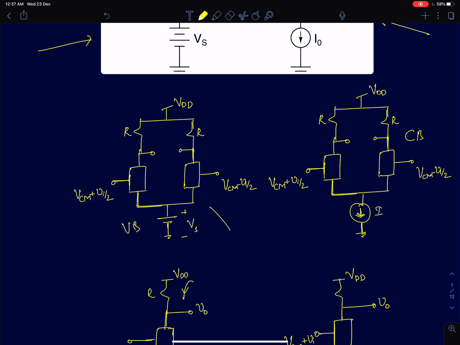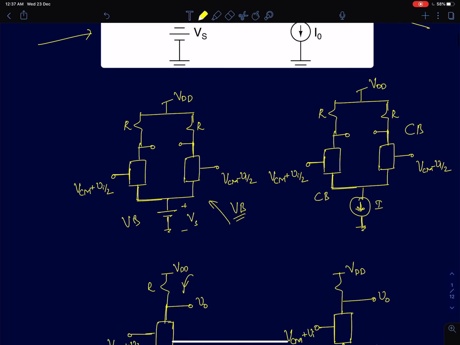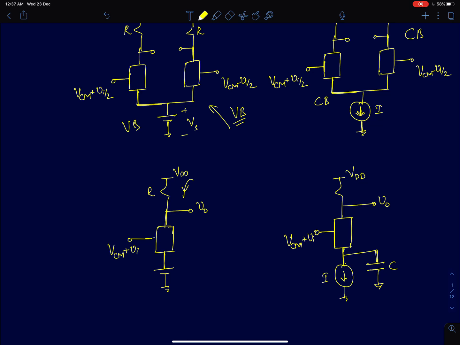So shown here is a generic three-terminal amplifying device configured in a differential amplifier mode. So this is the voltage biased differential amplifier mode, and this is the current biased differential amplifier mode. Now these are the single-ended counterparts for these differential amplifiers. So this is a voltage biased single-ended amplifier, and again this is a current biased single-ended amplifier.